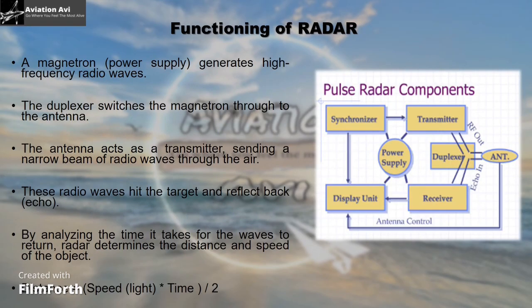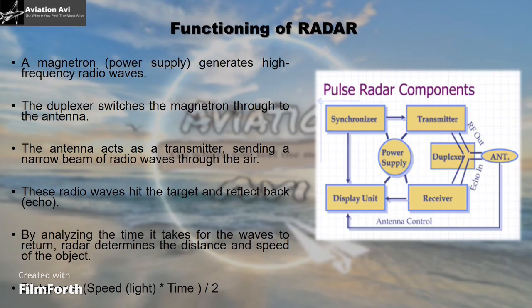Now that we know the components of radar, let's see how it functions. A magnetron or the power supply generates high frequency radio waves. The duplexer switches the magnetron through the antenna, and the antenna acts as a transmitter, sending a narrow beam of radio waves through the air. These radio waves hit the target and are reflected back, forming echo. By analyzing the time it takes for the waves to return, radar determines the distance and speed of the object.